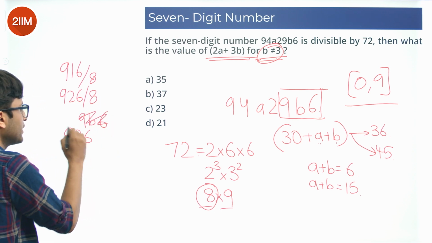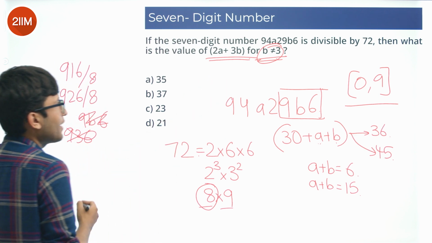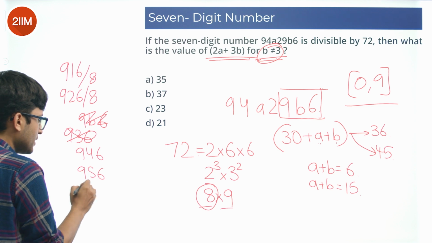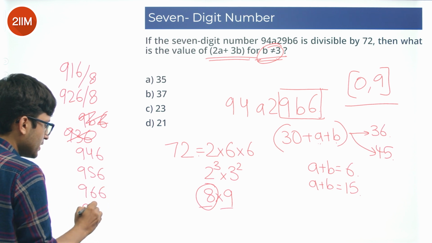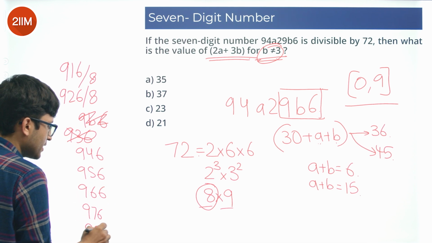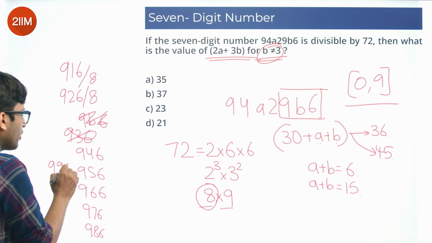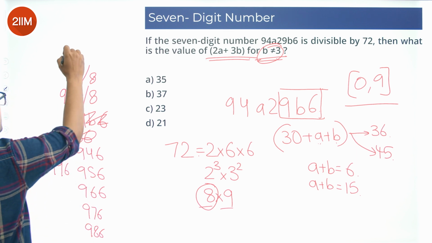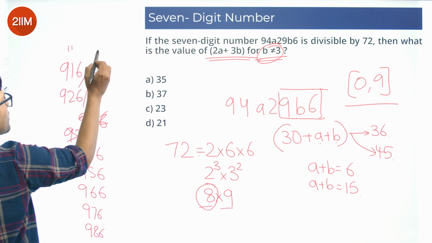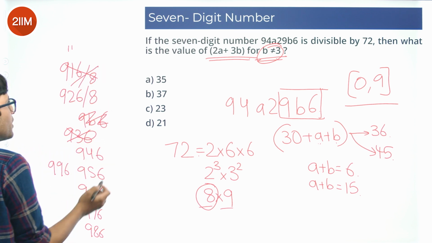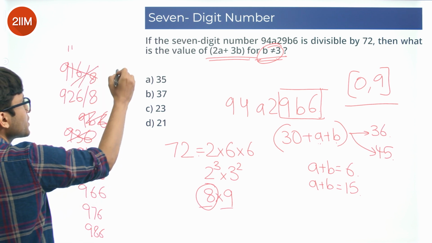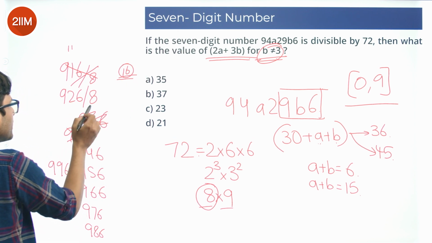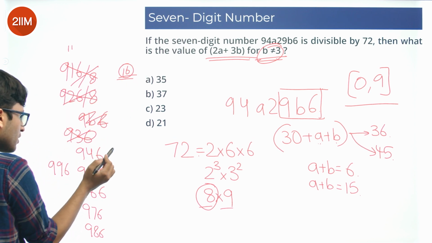936, which is not possible because they have given me the value of B is not equal to 3. Then 946, 956, 966, 976, 986 and 996. I have to check all of them. So first of all, this is not divisible because the last digit is 6, so it should be 16 coming at the end. Even here I won't be getting the value.